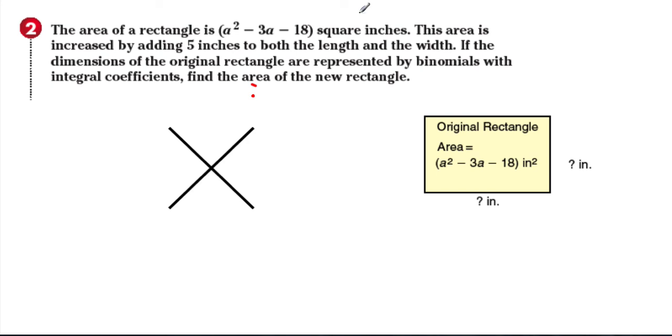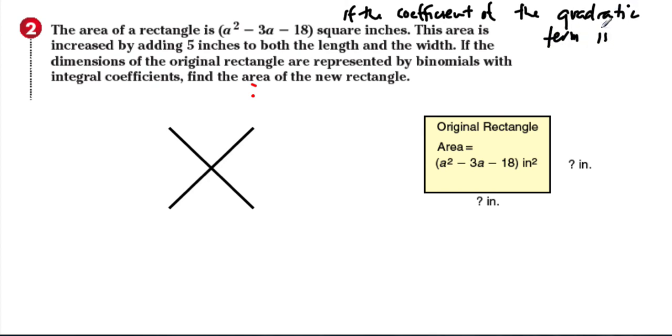Again, let me write that down. If the coefficient of the quadratic term is 1, there is no need for grouping. What does that mean? Okay, I'll show you right now.